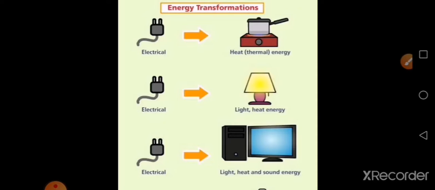Now, in our daily life, we are seeing so many examples with electrical energy. Some examples you can see on the screen, where you are converting electrical energy to heat or thermal energy, light energy, and sound energy. So, some examples I've given here on the screen.